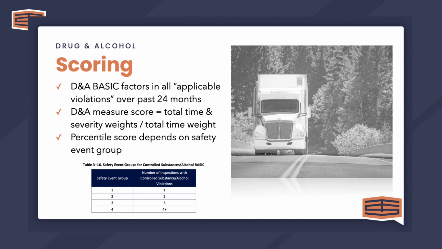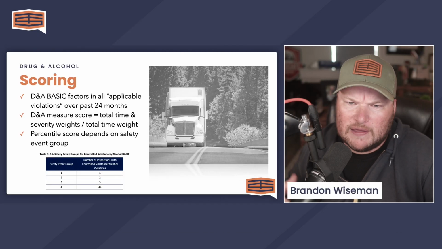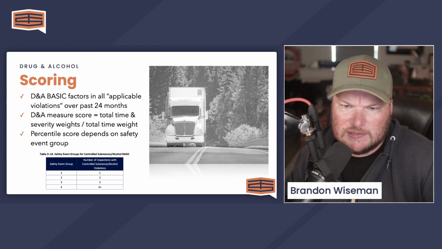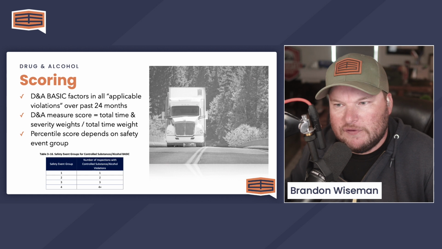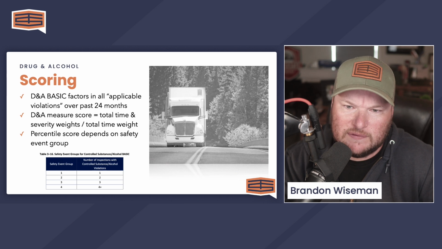You could see that unlike some of the other basics, for example, in the vehicle maintenance category, there's a data sufficiency threshold in that particular basic where I think it's 5. You have to have at least 5 inspections with maintenance violations in the last 24 months to even generate a score in that category. If you've had fewer than 5 maintenance violations in the last 24 months, you're not even going to have a score in the maintenance category.